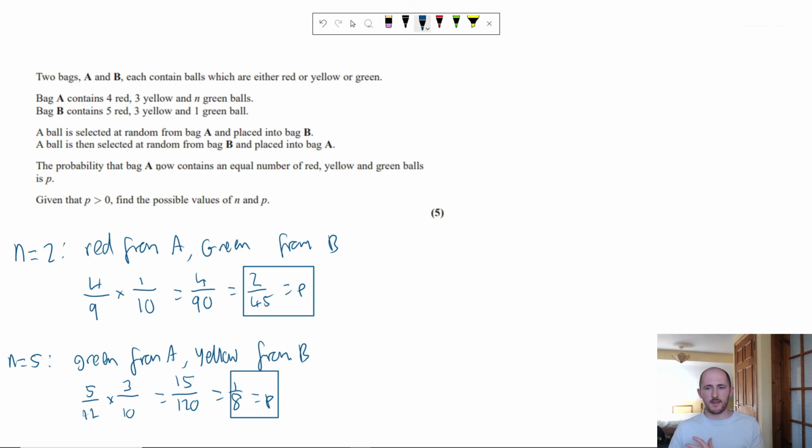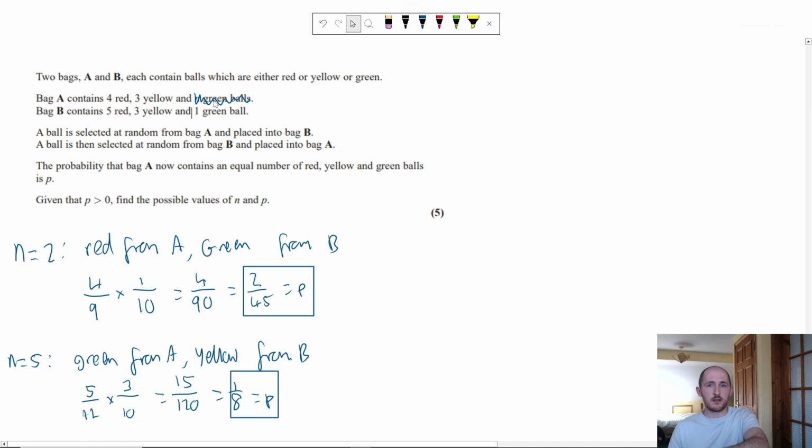Okay, it says here that there are an equal number of red, yellow and green balls. So we need to make these numbers the same. But how can we do that? Well, we're lucky because the green balls we can change. So realistically, this question is actually asking us, how can I make the red and yellow balls the same? Because, like I said, the green balls we change.